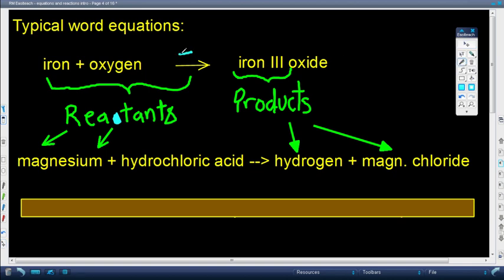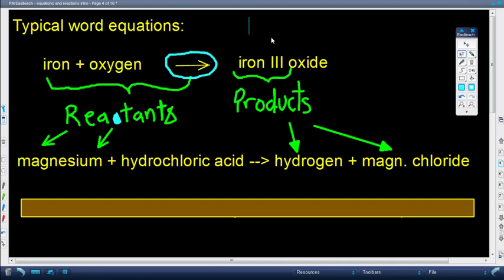And one of them is that arrow right there. You might be tempted to think of that arrow as equals, right? Nope, that's not a really good way to conceive of that arrow because iron and oxygen most definitely do not equal iron 3 oxide. They're not equal. They have very different properties.